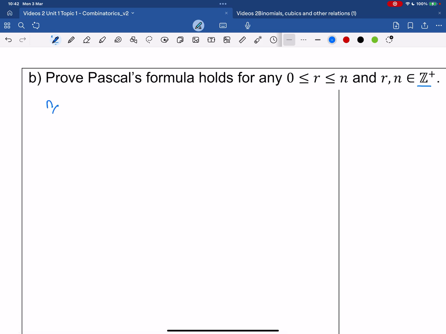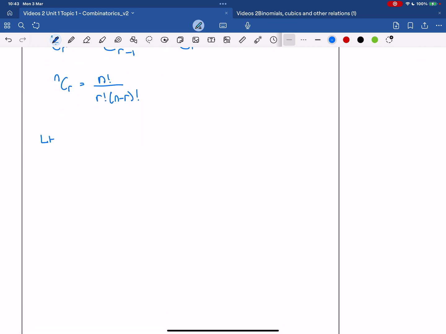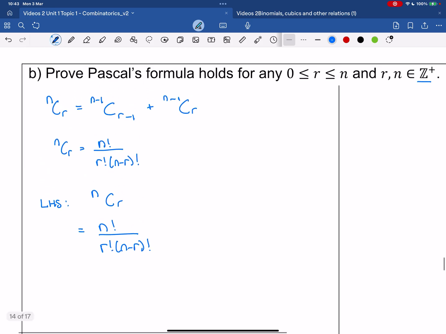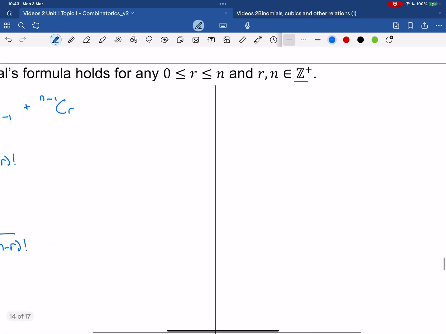We know that our Pascal's formula says nCr is n minus 1 C r minus 1 plus n minus 1 C r. And we also know that nCr is equal to n factorial over r factorial times n minus r factorial. So let's have a look at our left-hand side. We have nCr, and that's just going to be n factorial over r factorial n minus r factorial. There's nothing we can do about that. We don't know what r is. This is for any value of r. So let's have a look at our right-hand side.